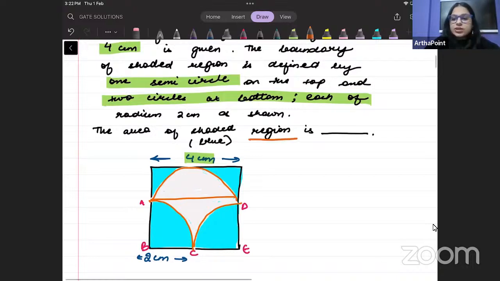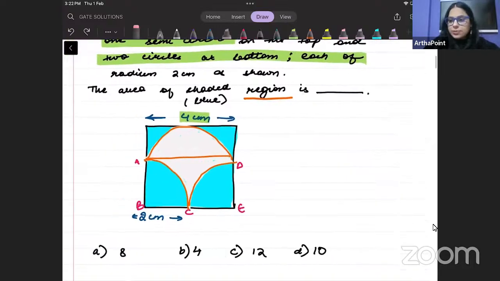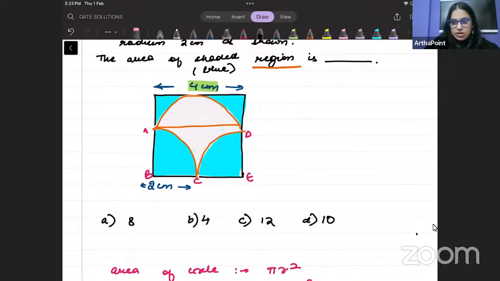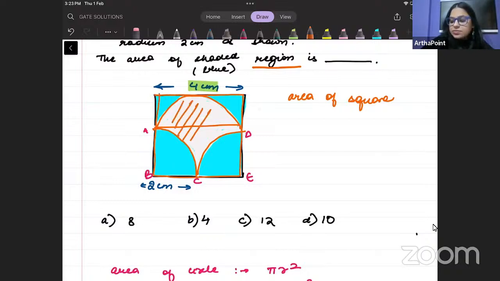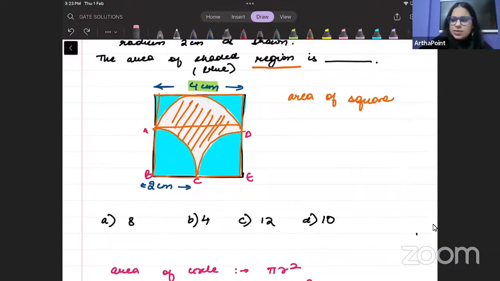And by area of shaded region, yes, beta, you have to remember all the volumes and areas. So the area of the shaded region, by that we mean the blue area. So now look carefully. See, in order to find the area of the blue portion, I can directly find the area of the square. And after finding the area of the square, I can subtract this area. That is one way in which I can do that question. The another way you do it with me.